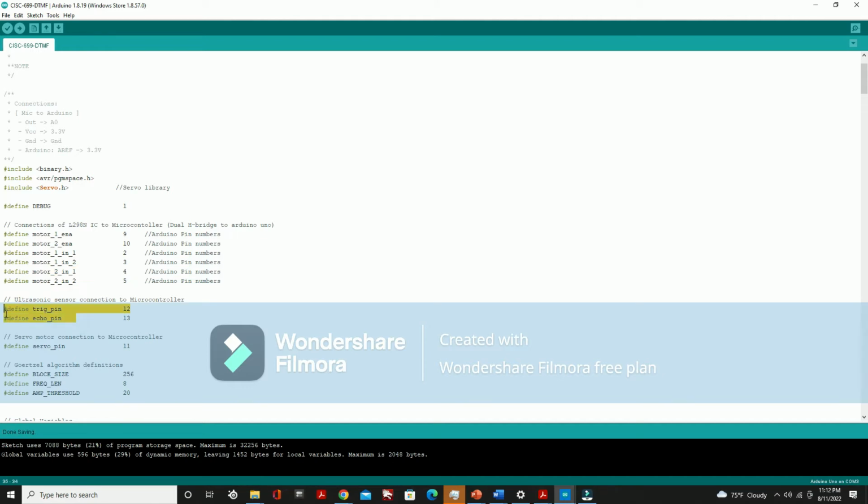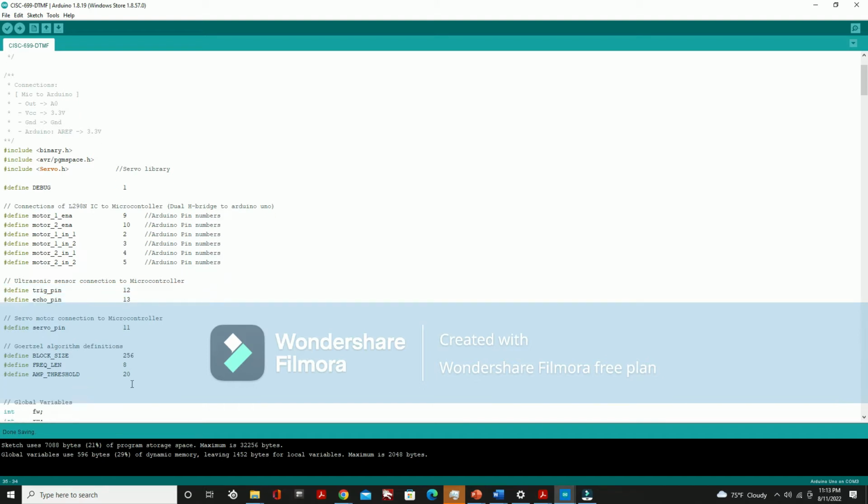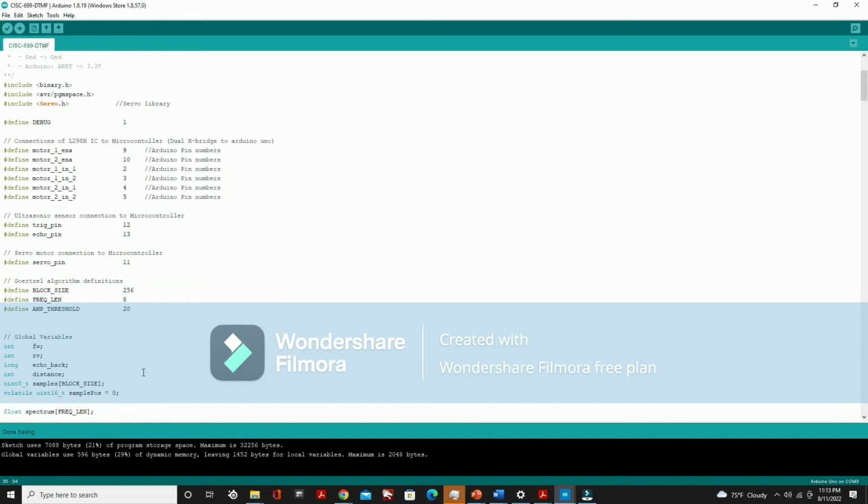And these are the pins associated with the ultrasonic sensor. The trigger pin is used to send out the ultrasonic pulses. The echo pin is to capture those reflected ultrasonic waves. And this refers to the servo pin 11, connected to pin 11 of the Arduino. The rest are all global variables I have defined.